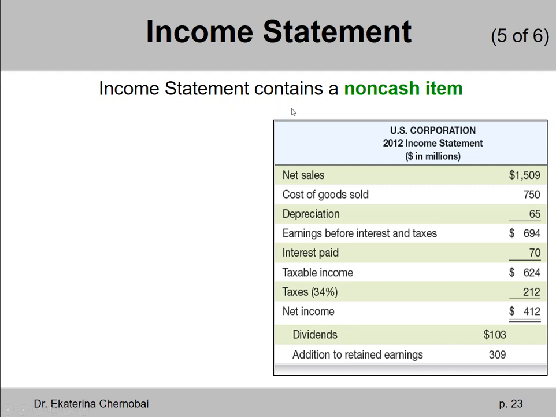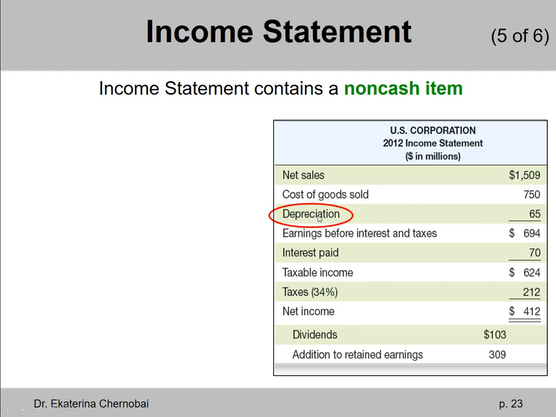Income statements contain a so-called non-cash item. Where is it? Which one is it? Is it cost of goods sold? Is it interest paid? Actually, it's depreciation. What's so special about it? Why is it called non-cash? Because depreciation, so here it's $65 million, does not necessarily reflect how much was spent. It needs to be in an income statement for tax purposes in order to correctly calculate how much taxes the firm will owe to the government.